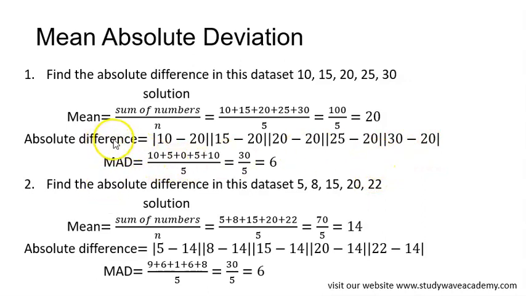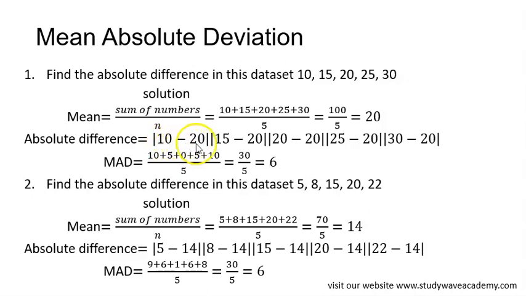So the mean absolute deviation is equal to 10 plus 5 plus 0 plus 5 plus 10, divided by 5. Do you understand what we did? We have gotten our mean, which is 20. Each of these data points, we are going to subtract from 20, the mean, to get the absolute difference. And this symbol here represents the absolute difference, meaning if there is a negative answer, it should be positive.